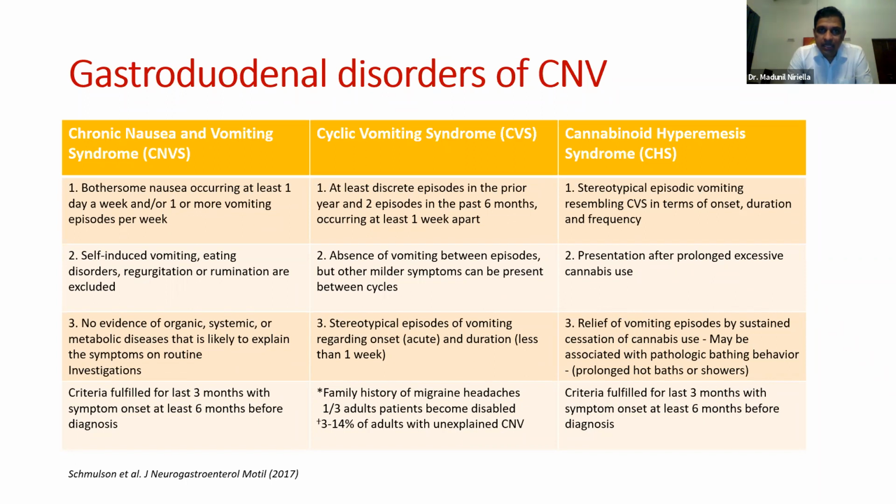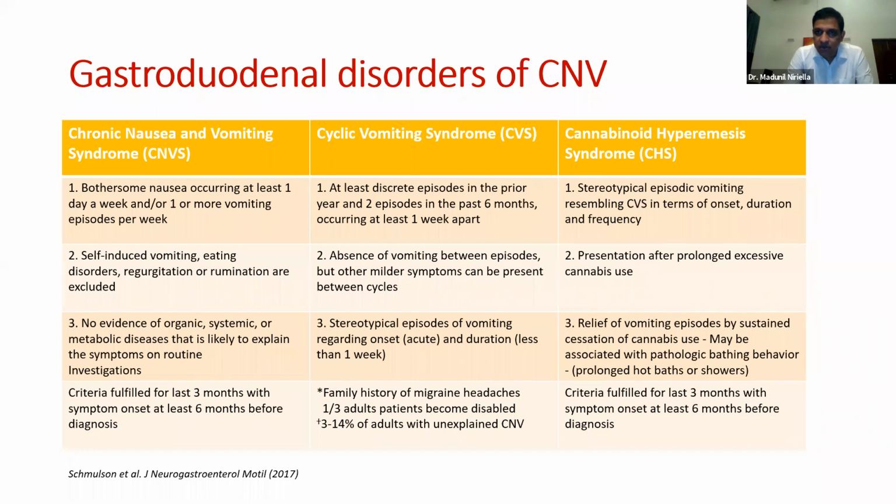The criteria should be fulfilled for the last 3 months with symptom onset at least 6 months before the diagnosis. Cyclical vomiting syndrome is characterized by at least 3 discrete episodes in the prior year and 2 episodes in the past 6 months occurring at least 1 week apart. There should be absence of vomiting in between episodes, but they can have minor symptoms. There are stereotypical episodes of profuse, very severe vomiting. There can be a family history of migraine headaches. One third of adults become disabled, and this accounts for about 10% of unexplained chronic nausea and vomiting.